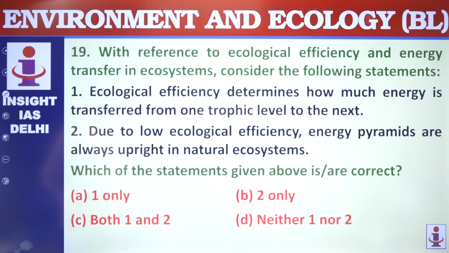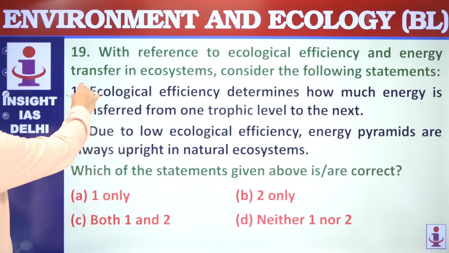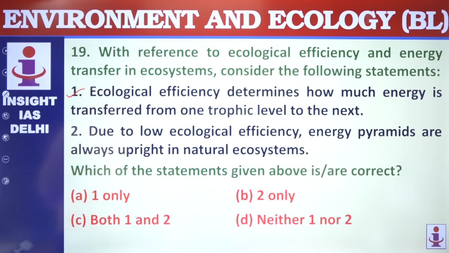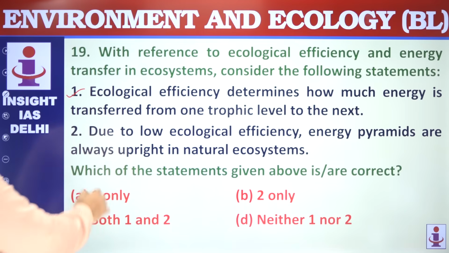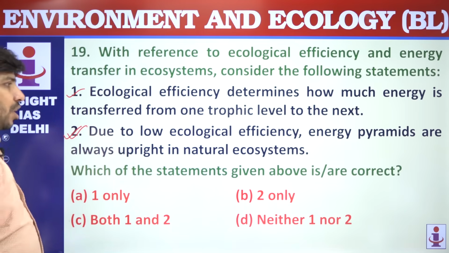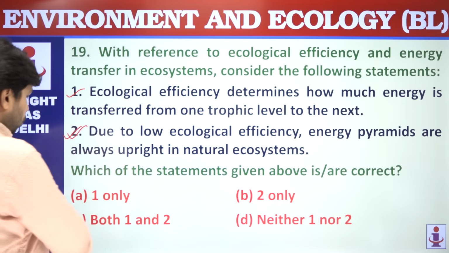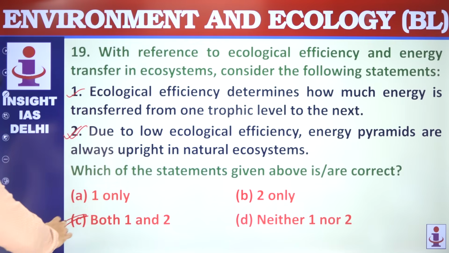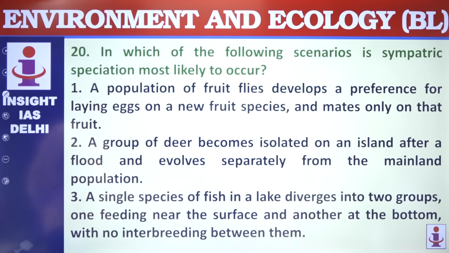Then we have a question regarding ecological efficiency. Determines how much energy is transferred from one trophic level to another. Yes, this statement is correct. Due to low ecological efficiency, energy pyramids are always upright. Yes, always upright. Energy pyramids will always be upright. So both the statements are correct. So option C will be your correct answer.